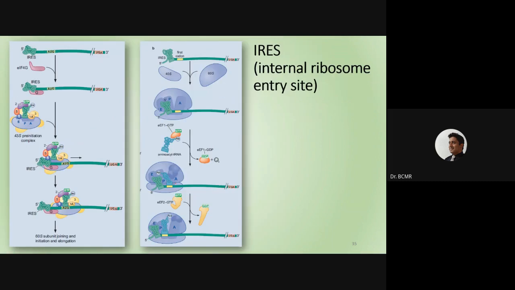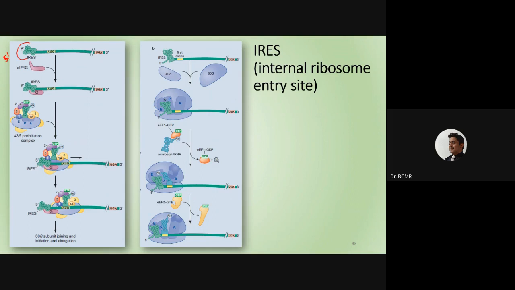We also learned about the internal ribosome entry site, IRES. The 5' side of the mRNA folds into certain structures. These are all alternate mechanisms: upstream open reading frames or IRES. They're rare things.